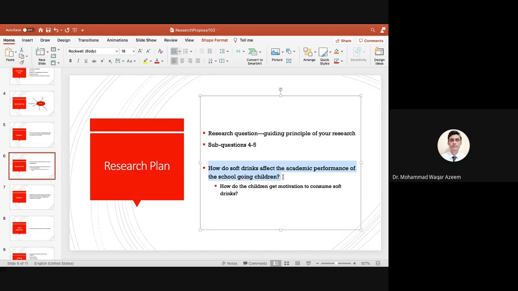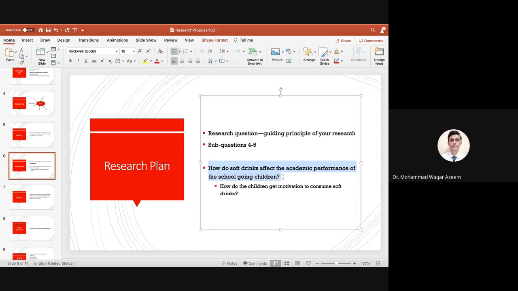So a question like this: do soft drinks affect the academic performance of school-going children? That question will have an answer, yes. So we don't need much research in order to respond to this question. But if you phrase the question the way I have done over here, how do soft drinks affect the academic performance of the school-going children? That requires some research.